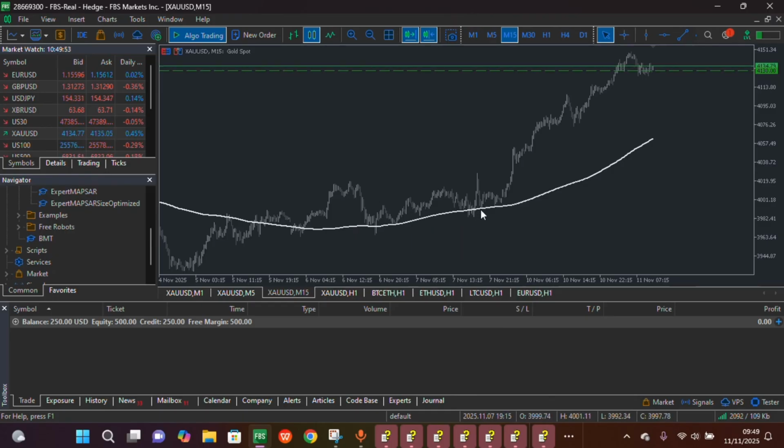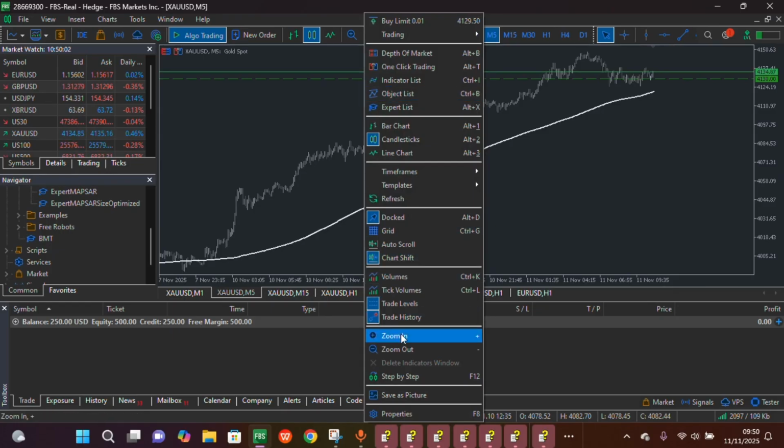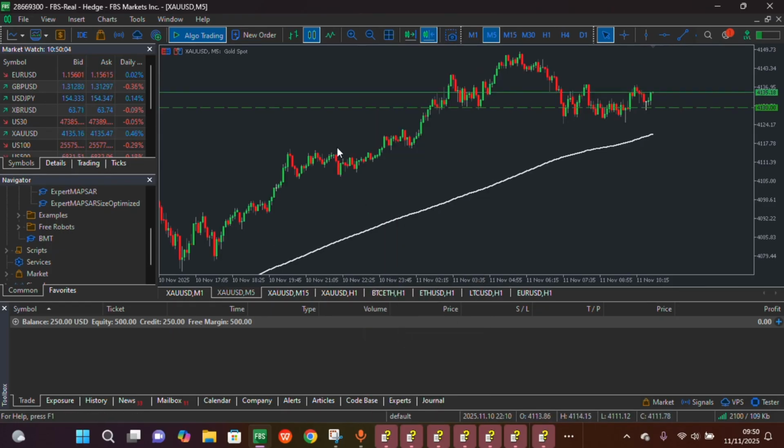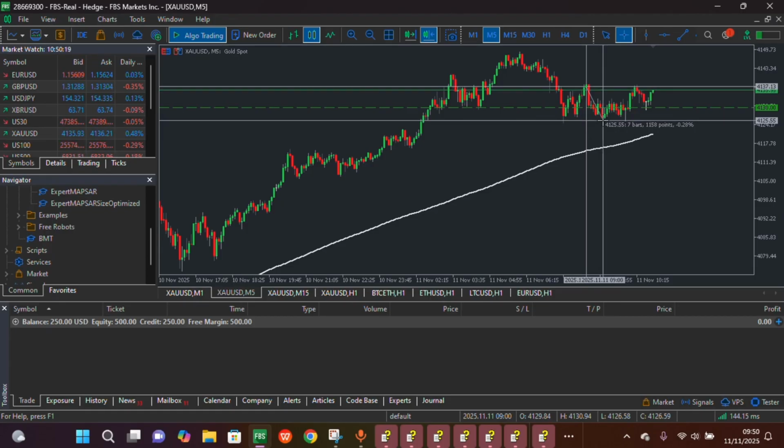So you are seeing it bouncing off the 200 moving average and then moving even upwards. But for the scalping aspect of it, we are going to zoom out, and then we are going to look at how many pips we are going to get from this. Right now we are seeing a consolidation from here to here, about 115 pips.